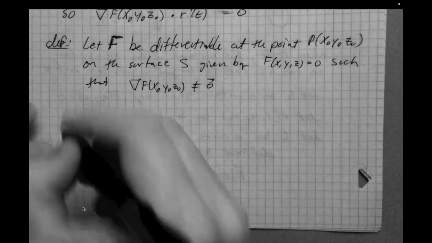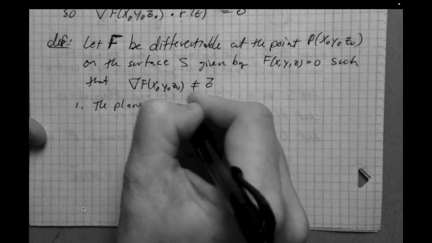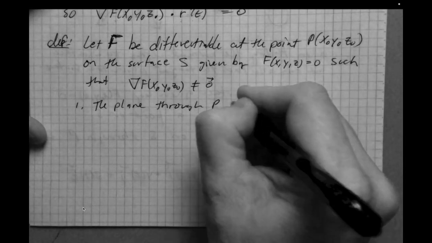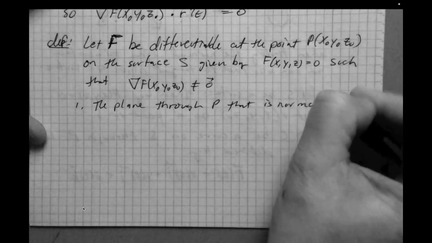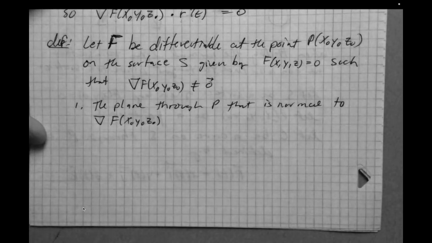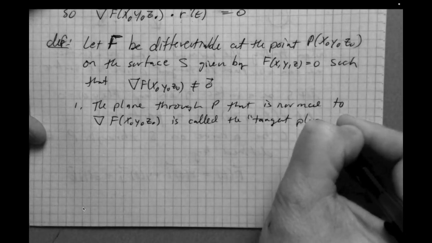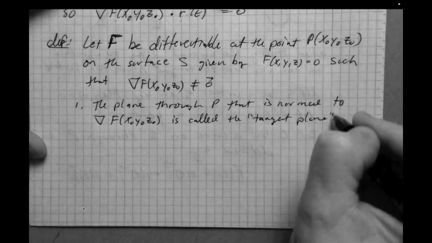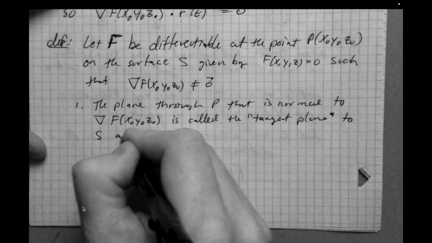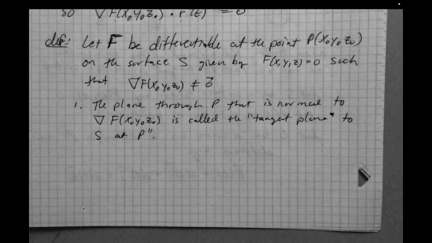Okay, then two things follow. The plane through the point P that is normal to the gradient of f at x naught, y naught, z naught is called the tangent plane, technically to the surface S at the point P. So you've got this point P on this surface, and you've got this tangent plane relative to that point.